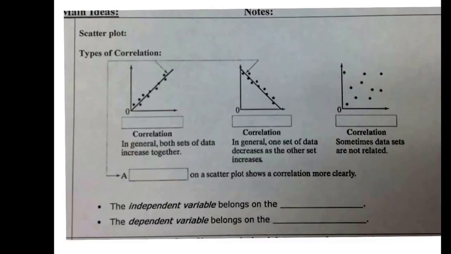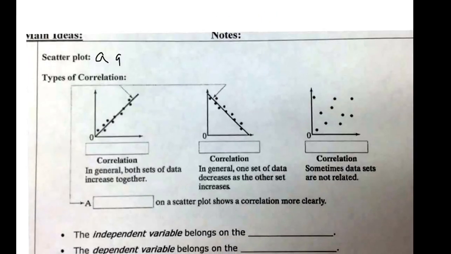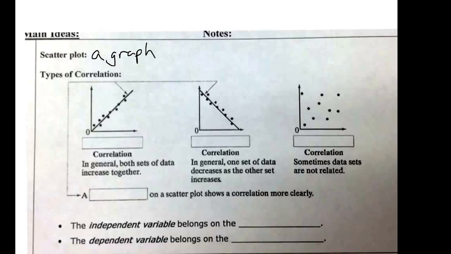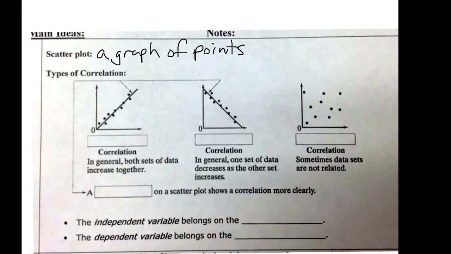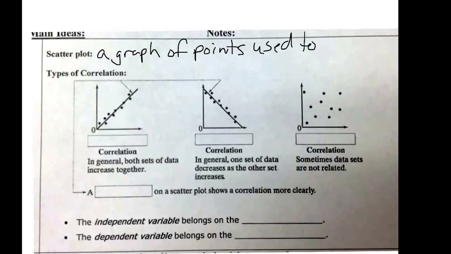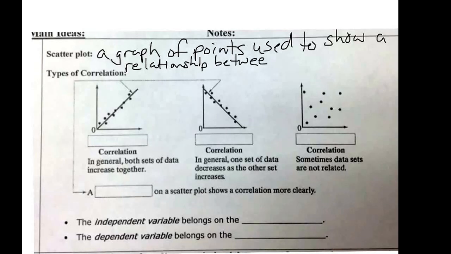A scatterplot is a graph of points or dots used to show a relationship between two items or groups or quantities or things.